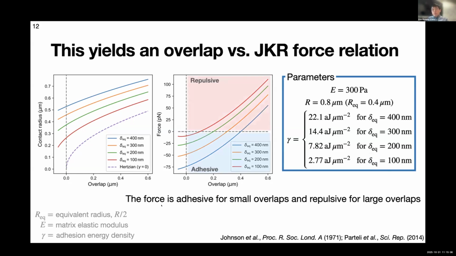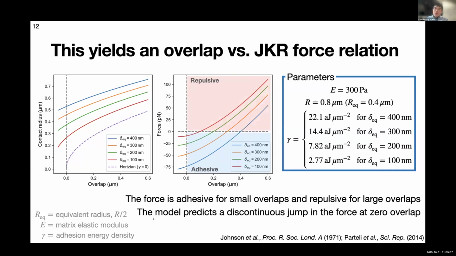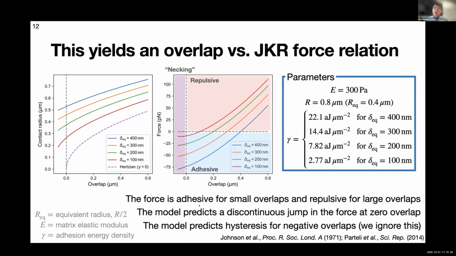To very quickly summarize, the force is adhesive for small overlaps and repulsive for large overlaps. So when the force is negative, it's adhesive. When the force is positive, it's repulsive. The model predicts a discontinuous jump in the force at 0 overlap. So as soon as the two cells come into contact, there is an instantaneous non-zero force. And for anyone that's familiar with the JKR model, they'll know that the model also predicts hysteresis at negative overlaps for cells that had been previously contacting. If you pull them apart, there's also some residual adhesive force, but for the sake of simplicity, we ignore this throughout this work.